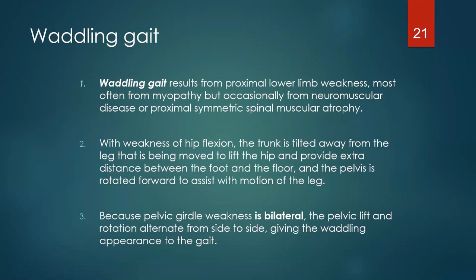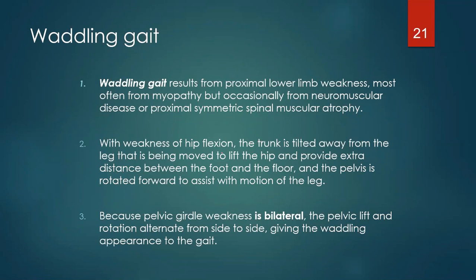Waddling gait results from proximal limb weakness, most often from myopathy, but occasionally from a neuromuscular disease or proximal symmetrical spinal muscular atrophy. Commonly we can find it in patients with bilateral DDH, because they have bilateral weakness of the abductors.